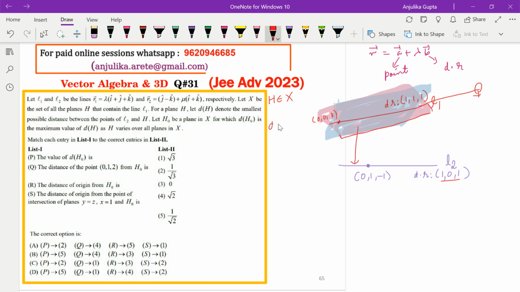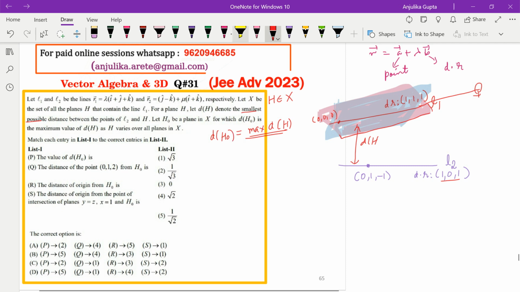Now they are saying that the distance between the line and the plane is dH. dH is the distance of the plane from that line. They are saying smallest distance. Distance means smallest distance, right? Nothing more. Now they are looking for the max value of this. Which plane among all these infinite planes is going to give you the max value of the distance? They are calling it the plane H naught, and they are looking for dH naught.